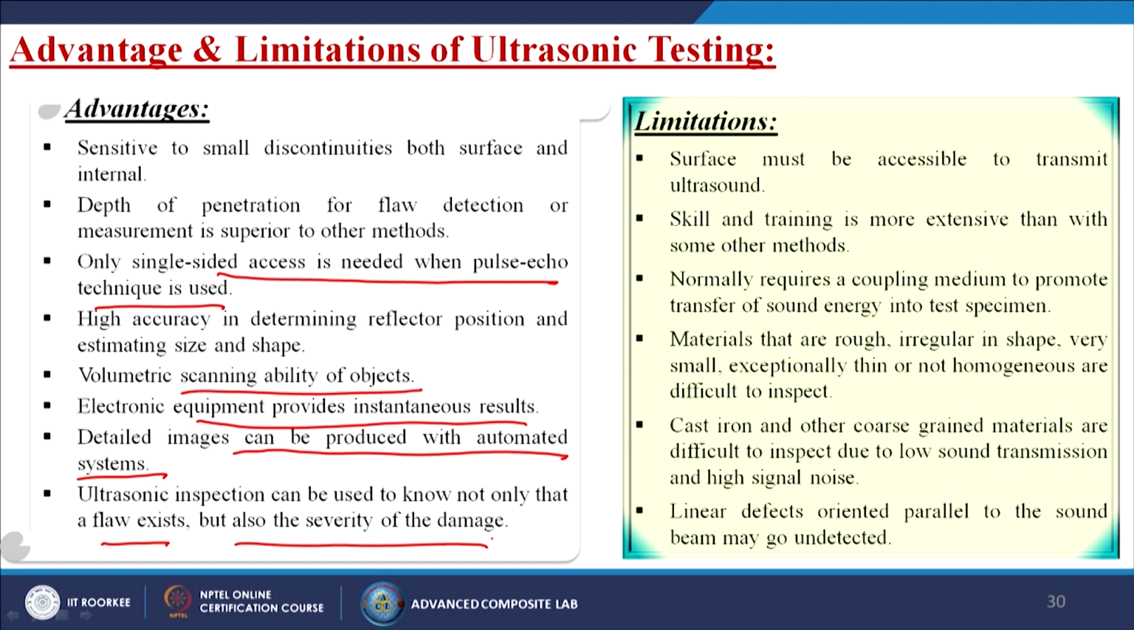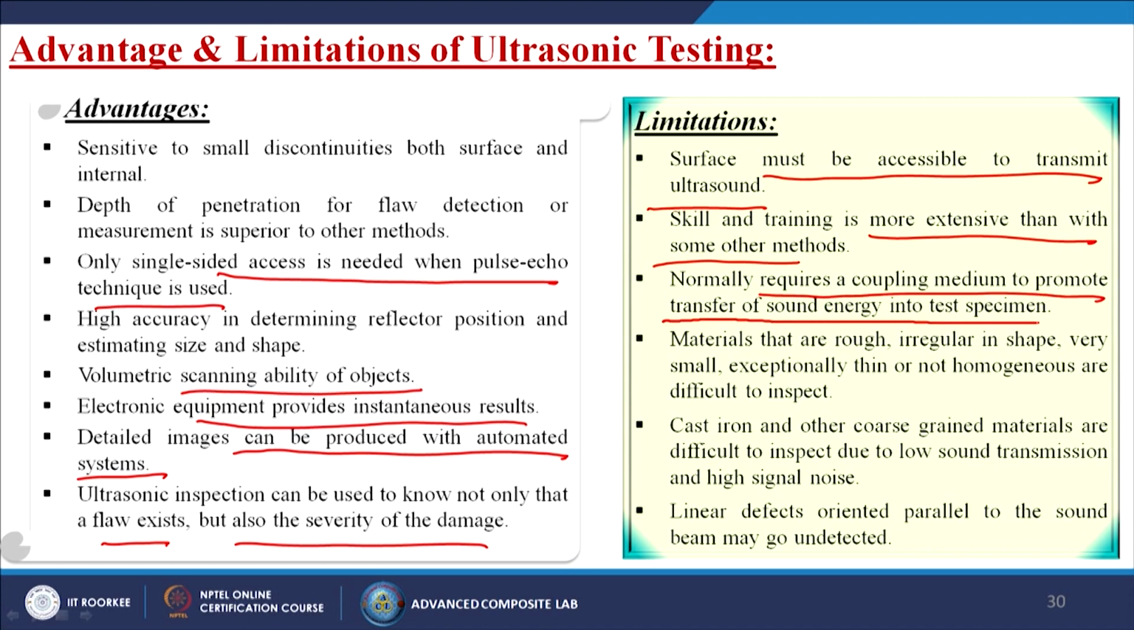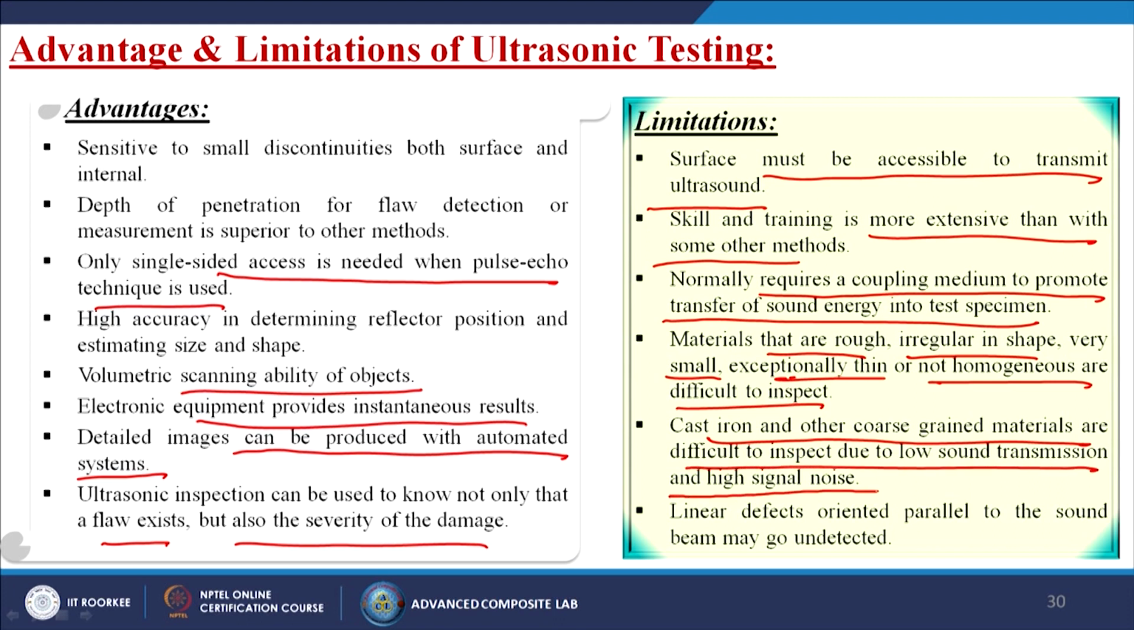But of course, there are certain limitations. What are those? Surface must be accessible to transmit ultrasound; skill and training required is more extensive than with some other methods; normally requires a coupling medium to promote transfer of sound energy into the test specimen; materials that are rough, irregular in shape, very small, exceptionally thin or not homogeneous are difficult to inspect; cast iron and other coarse grained materials are difficult to inspect due to low sound transmission and high signal noise; linear defects oriented parallel to the sound beam may go undetected.